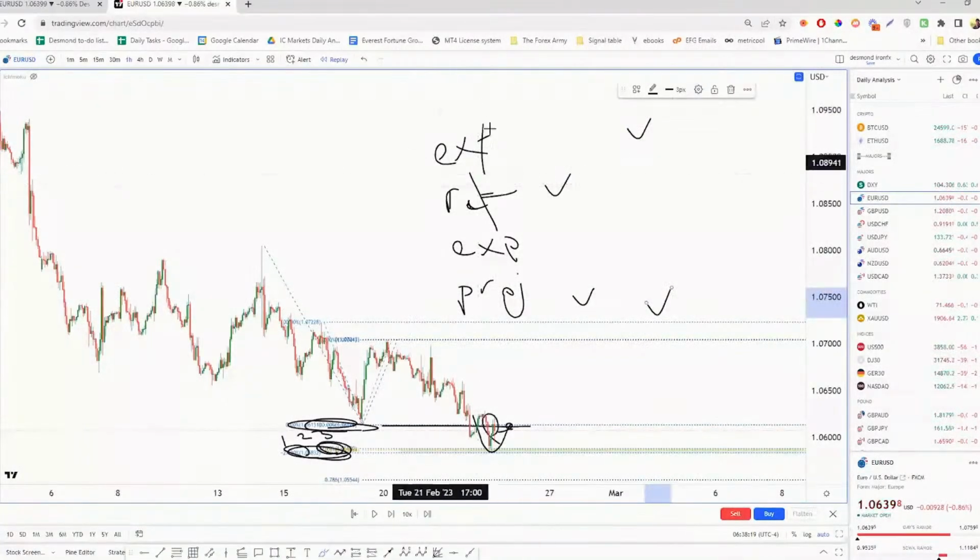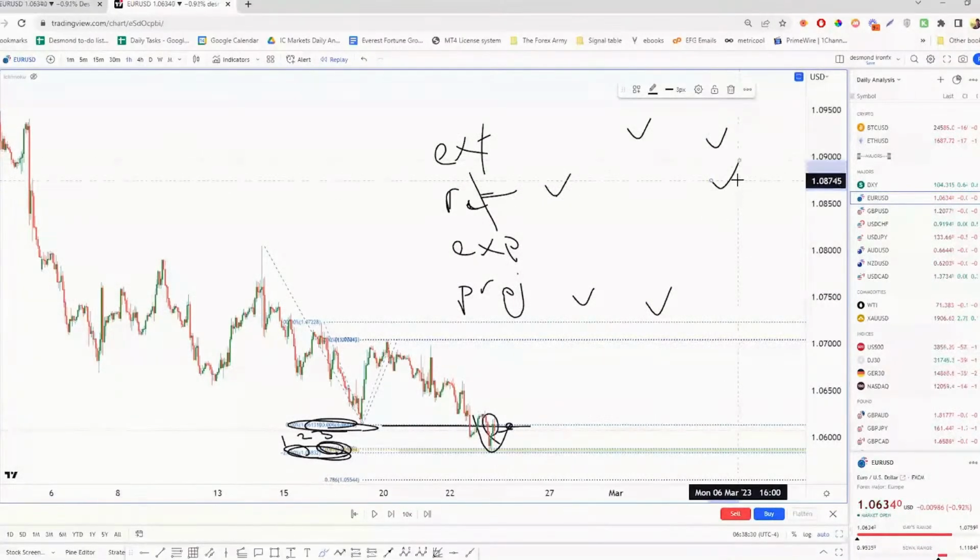I really like to find extensions with projections when they line up over here. The 127 and the 61.8 usually works out quite well. Projections and retracements work quite well. Extensions and retracements also work out quite well, right? And of course, extensions and expansions tend to work a little bit less, but they can work out well.